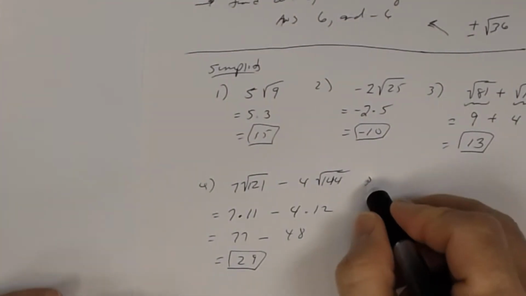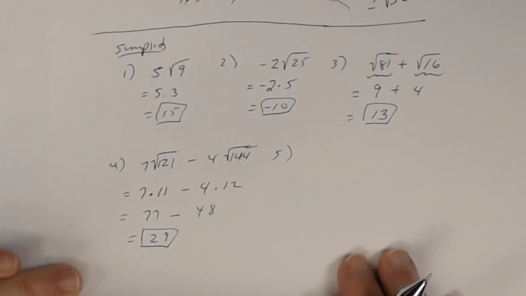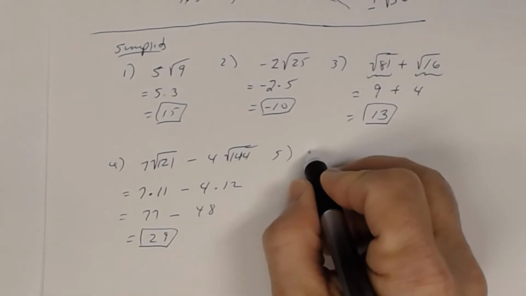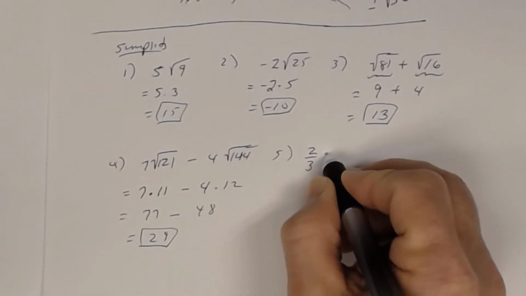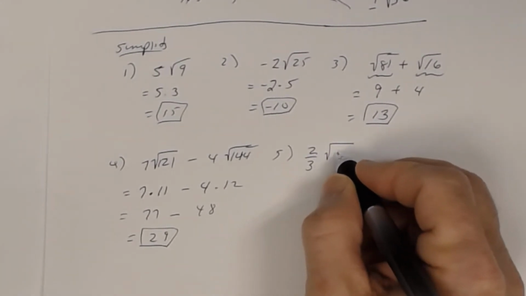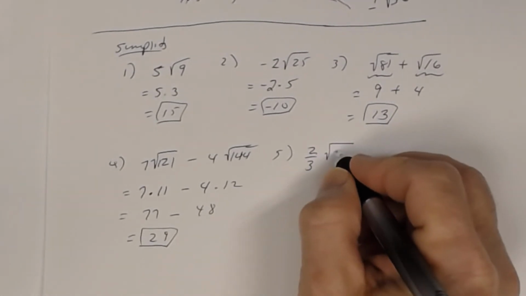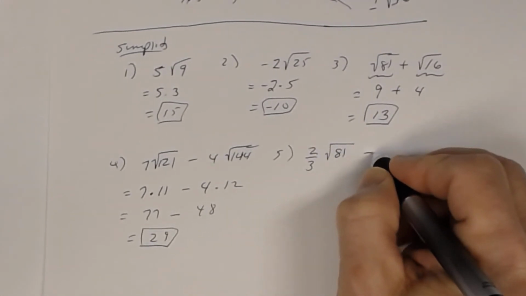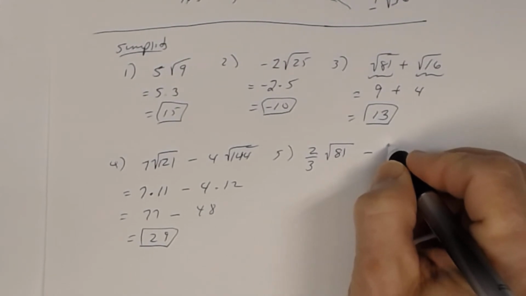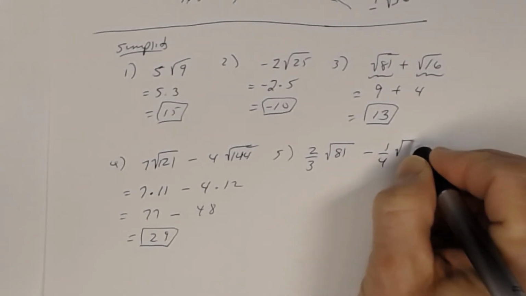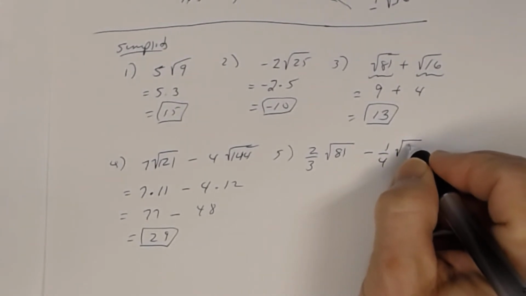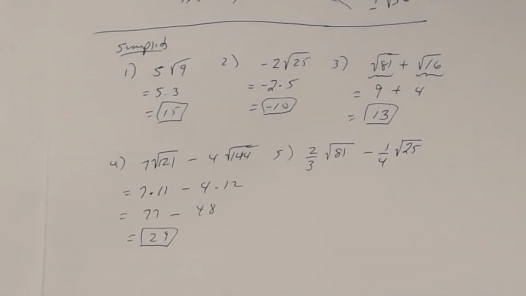Now let's look at one more. Let's look at this problem. Suppose we had 2/3 times the square root of 81, minus 1/4 times the square root of 25. Okay, and let's see how to deal with that. So we have fractions, no big deal. You have enough experience dealing with fractions in the past to get through this.